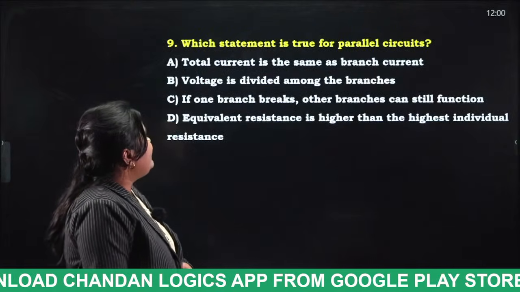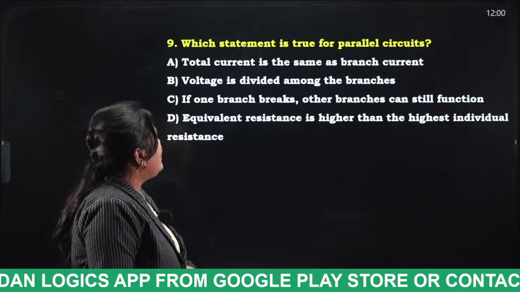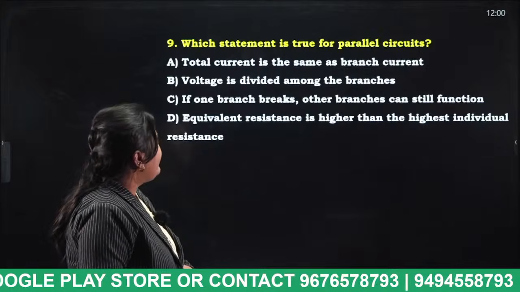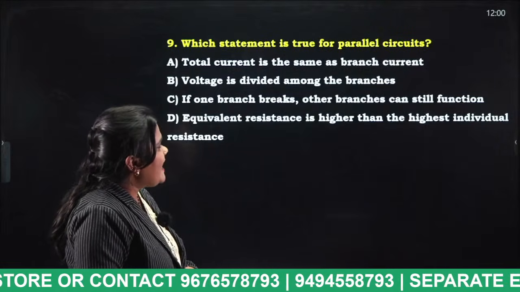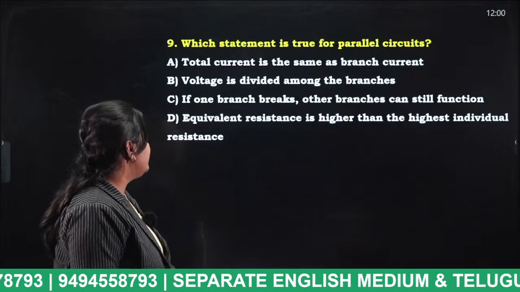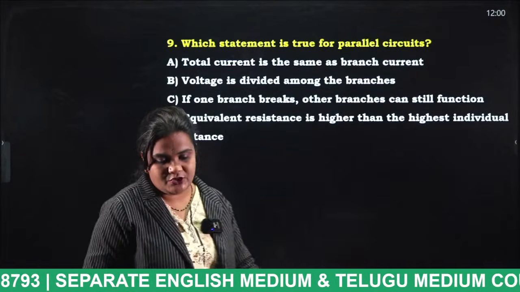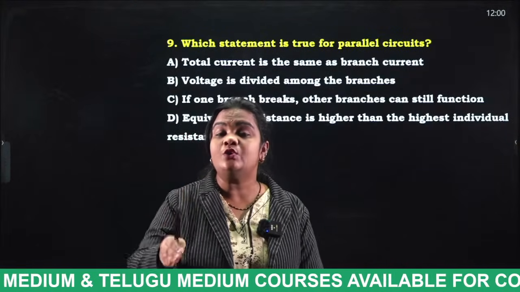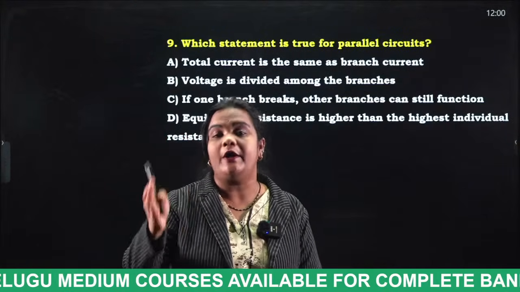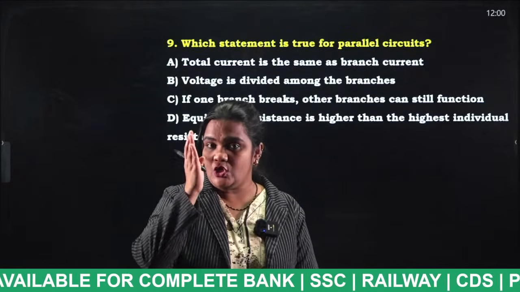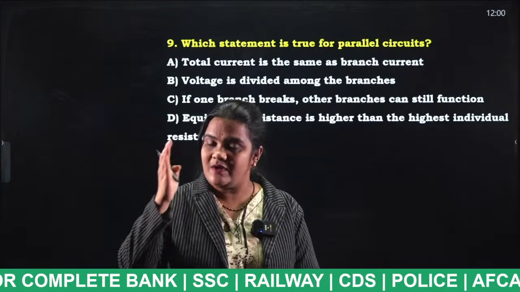Which statement is true for parallel circuits? Total current is the same as the branch current. Voltage is divided among the branches. If one branch breaks, the other branch can still function. Equivalent resistance is higher than the highest individual resistance. So tell me students, I have told you already, in series connection, current is the same through each and every point. So if a circuit breaks, then the flow of charges will be stopped.